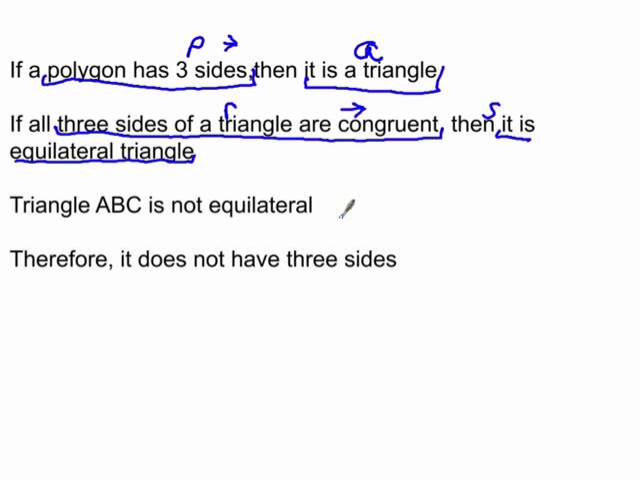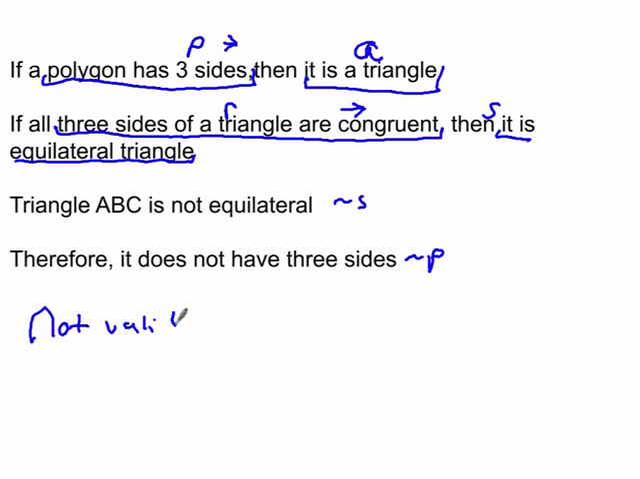Triangle ABC is not equilateral. Well, that's not S. Therefore, it does not have three sides. Well, that's not P. Do I have anything saying that I have P implies Q and R implies S, but I have nothing saying Q implies R, or P implies R? I don't know. This looks like a mess to me. I would say that this is not valid.